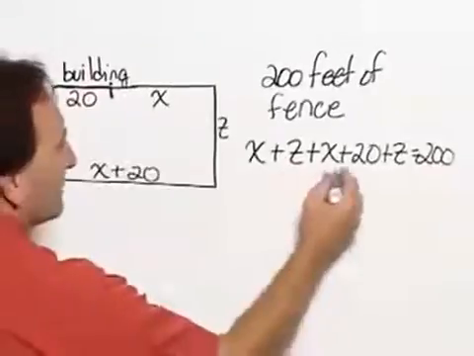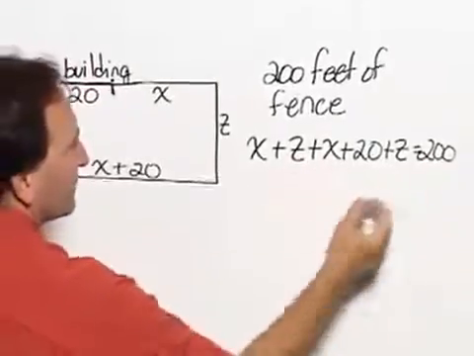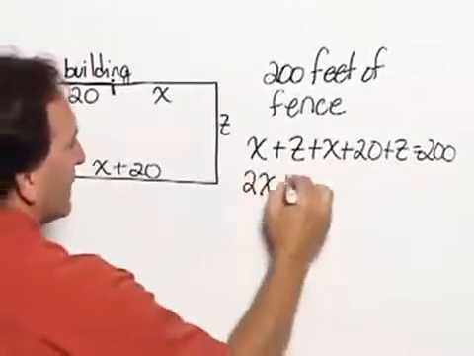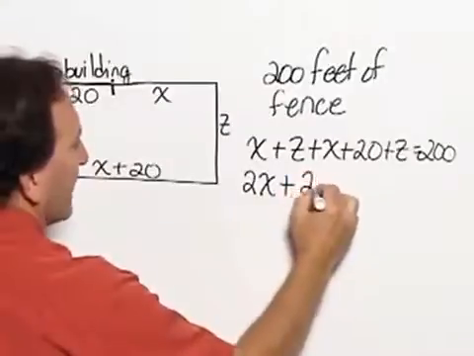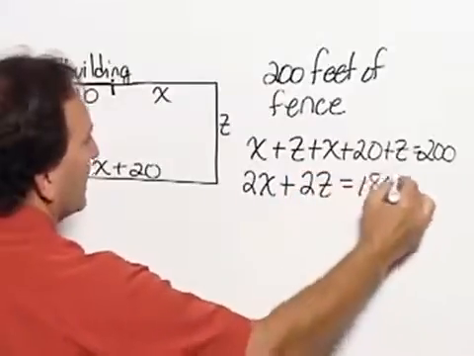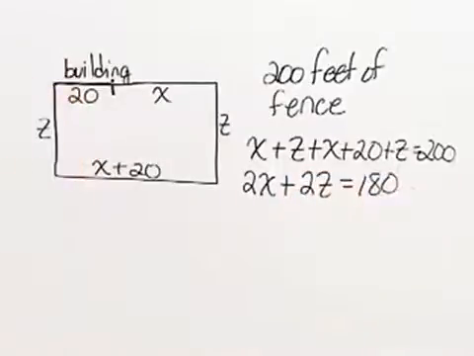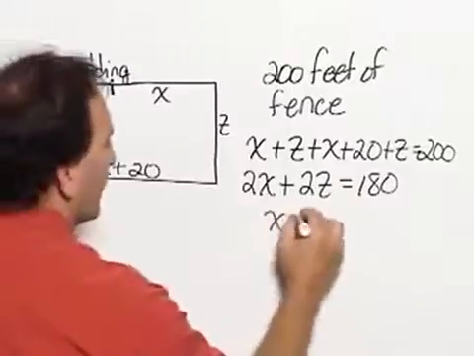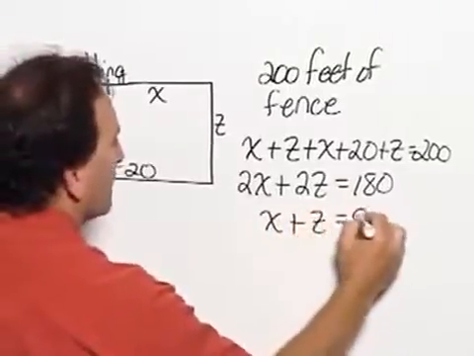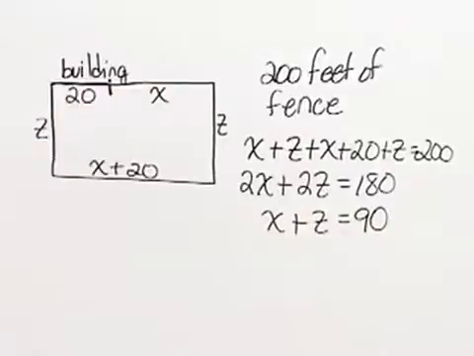And so, simplifying that a little bit, subtract 20 from both sides, add the x plus x and the z plus z, and we get 2x plus 2z equals 180. Dividing through by 2, we get that x plus z is 90.